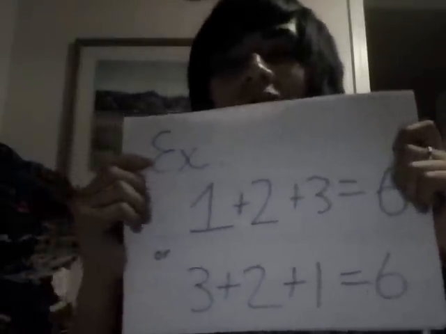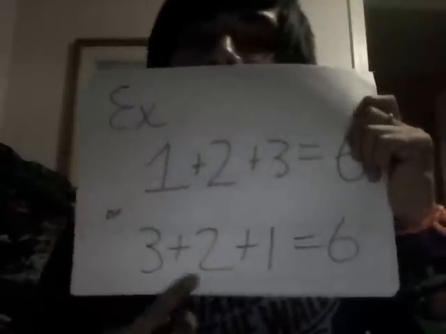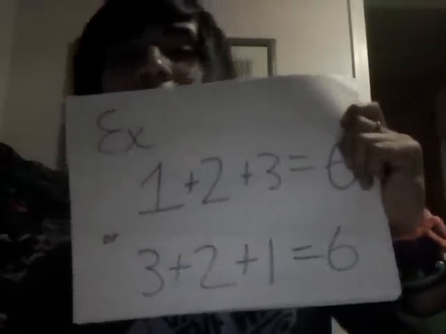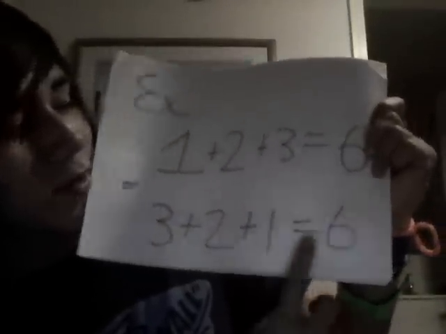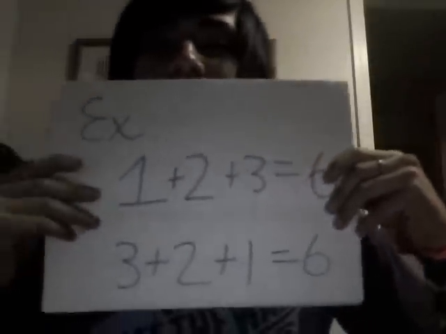Here's an example of commutative adding. There's 1 plus 2 plus 3, which equals 6, but then you change the order of it, which is commutative adding. 3 plus 2, which equals 5, plus 1, then it equals 6. So it's the same thing. You just change it up, like I said.